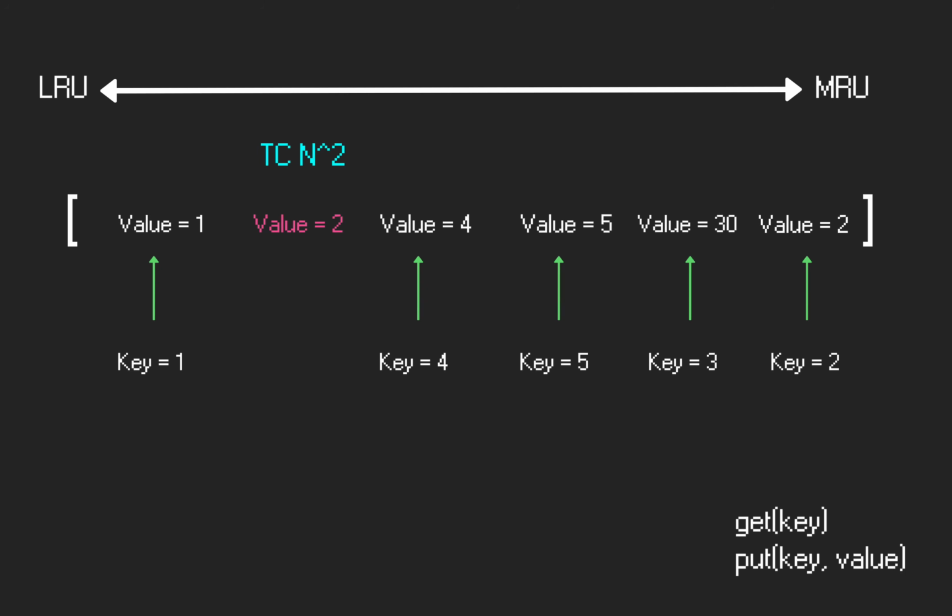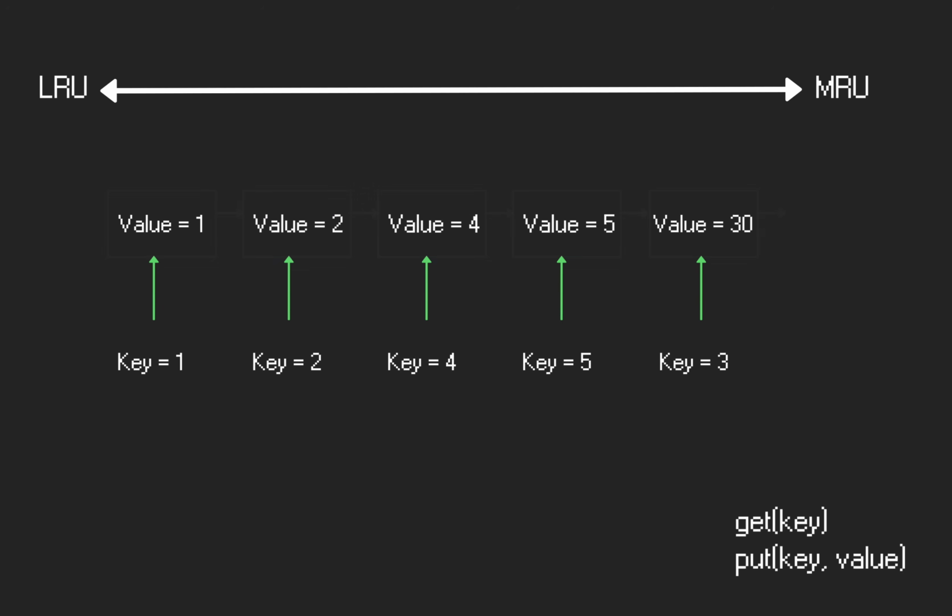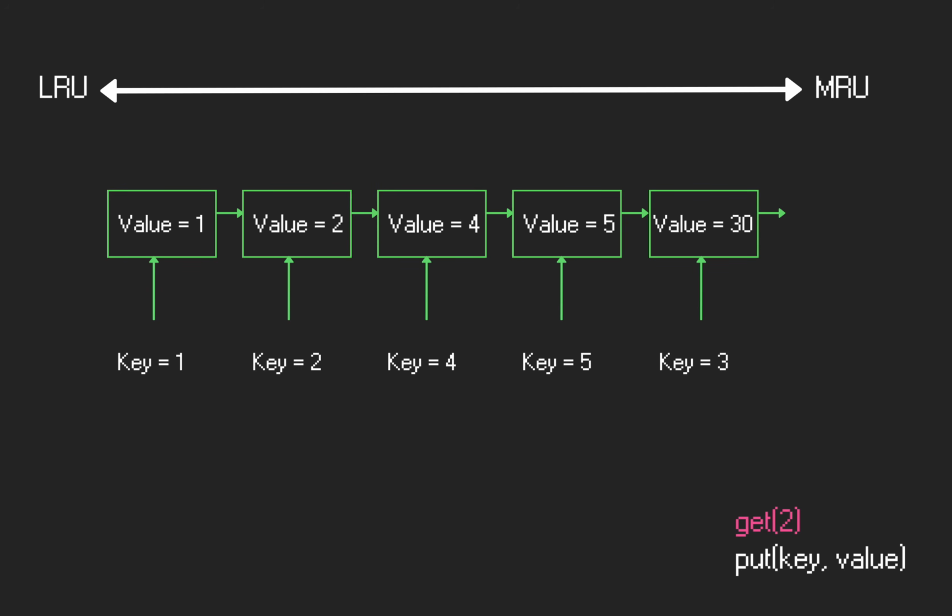It's too expensive for our liking. We're trying to get a job here. Let's try for a singly linked list. Once again, let's say we call get with a key of 2. Like our list before, being a sequential container, we can easily move the value of 2 at the end of our map. It's as simple as setting the right pointer.